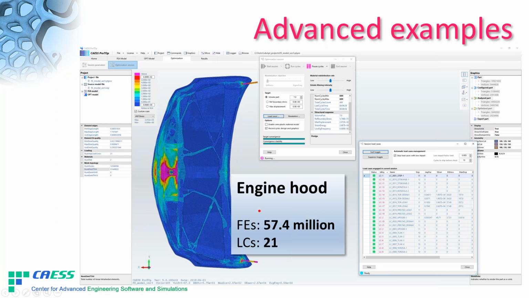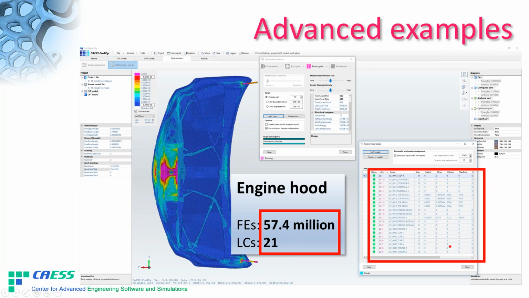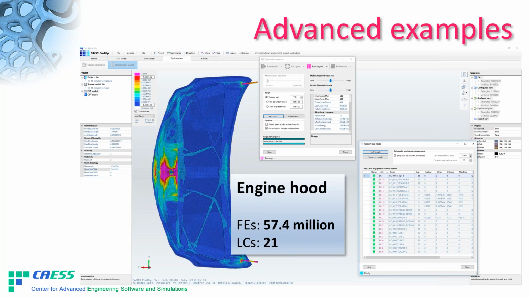The model contains about 57 million elements, and we have about 20 load cases. So you can imagine that having in such a case something like, maybe you can see it, maybe not, automatic load case management, where the optimizer takes care which load cases can be skipped to save CPU time. Having something like that in such examples is very important. So this is one interesting example.